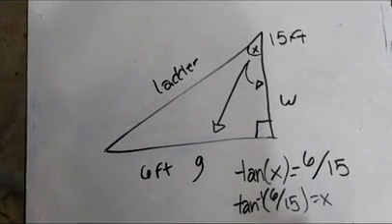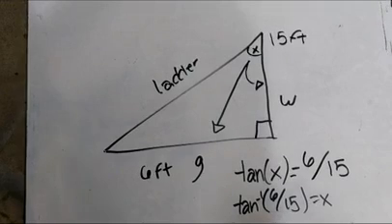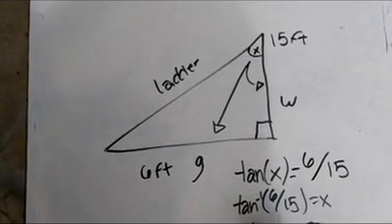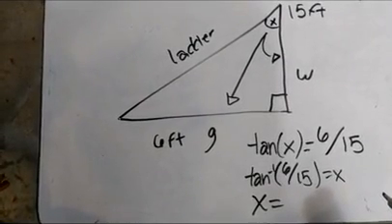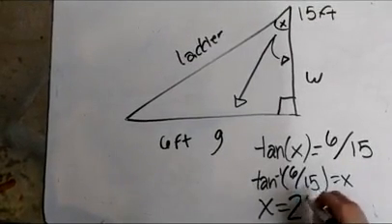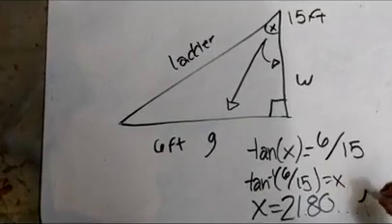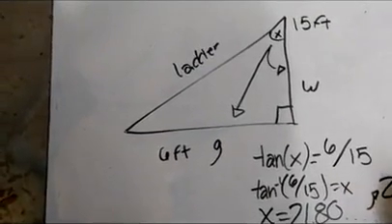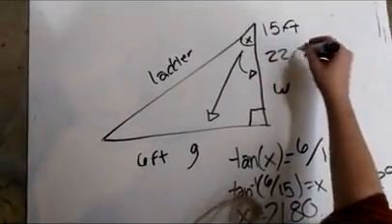But then, since we are looking for the angle, we have to take the inverse tangent of the values that we do have. So it's the inverse tangent of 6 over 15 would be equal to x. And then if you plug that into a calculator, you get that x would be equal to 21.80, and then some nice decimals. So we can round that off to 22. So I said that that angle would be 22 degrees.